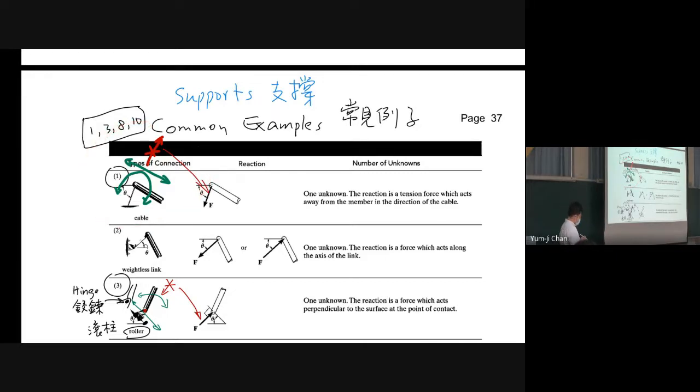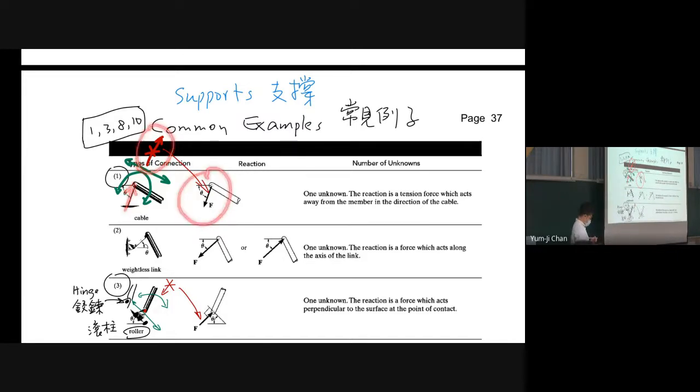To determine what to draw in free body diagrams, we first look at whether the body can move in a particular direction. For example, if the rigid body can move in this direction, that means we don't have a force in this direction. But because the cable cannot move in this direction, we have a force in this direction.